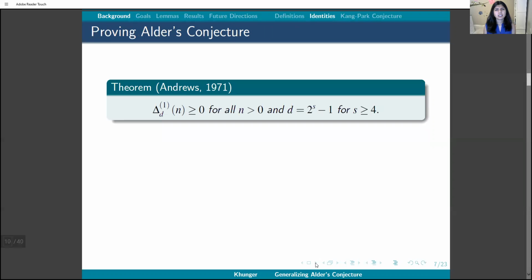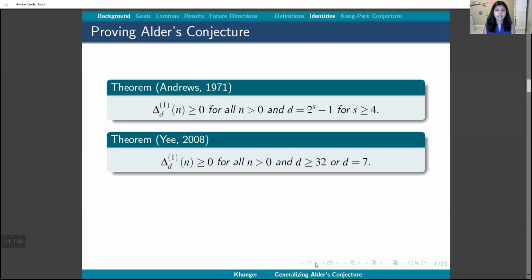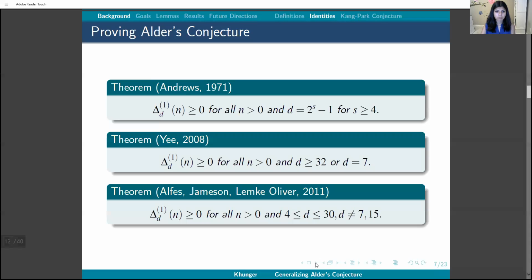This conjecture was proved over the course of about 50 years. The first major result was from Andrews in 1971, who proved it for d of the form 2 to a power minus 1. Then in 2008, Yee proved a large swath of cases, leaving only finitely many behind, which were proven by Alfes, Jameson, and Lemke Oliver in 2011, thus concluding the proof of Alder's conjecture.